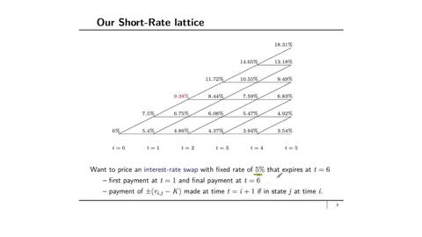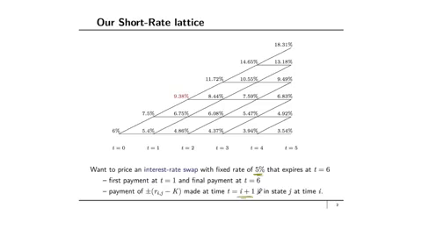Now, the payment at each node will be the following. It will be plus or minus, depending on whether you're long or short the swap, of the short rate that prevails at that node minus K. But that payment is made in arrears at time T equals I plus 1. So again, like the caplet we saw in the last module, we're going to assume that the cash flows in our swap are paid in arrears, which is a typical situation that occurs in practice.